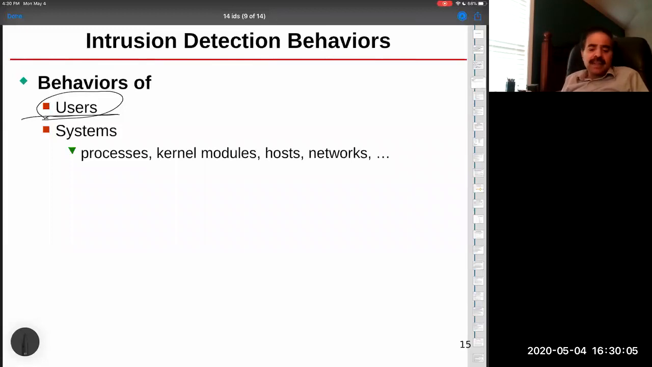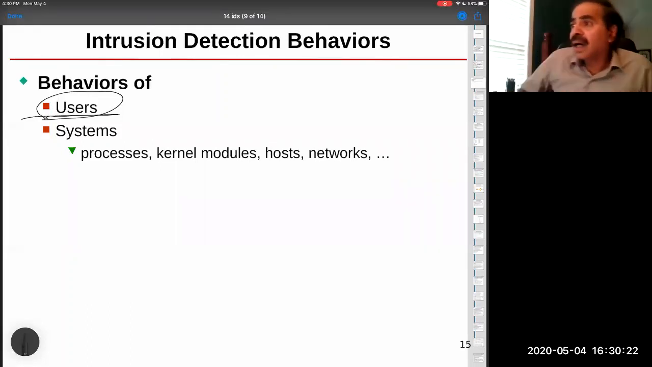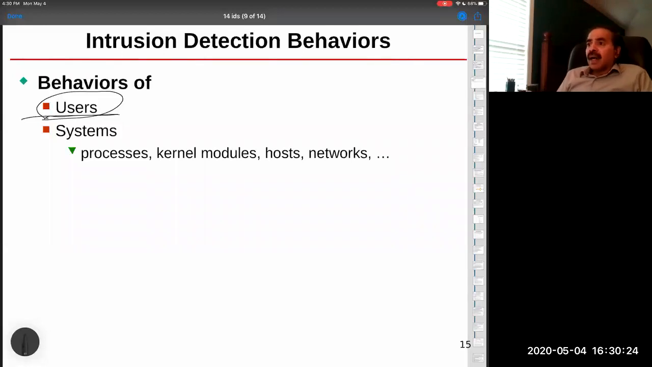So for instance, maybe the user is trying to run a shell on a victim machine, but they are doing this by exploiting, let's say, a web server, right? A web server normally would not run a shell. And so if you are monitoring the behavior of this web server, any attempt to run an interactive shell will stand out.